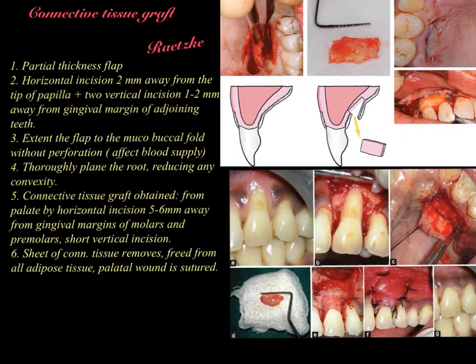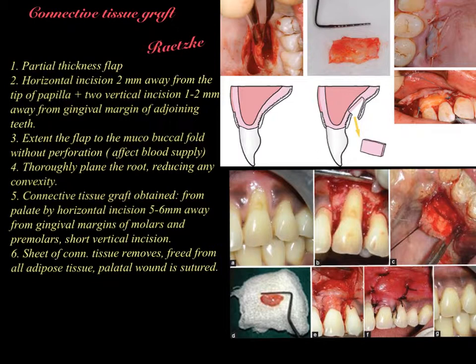This graft, first described by Raetzke, was used with an envelope pedicle flap. So he used an envelope pedicle flap with the connective tissue graft. And other scientists described an alternative technique named Langer, which involved placing the subepithelial connective tissue graft with a coronally repositioned flap for covering the exposed root surface.